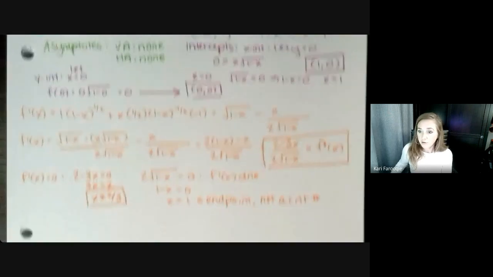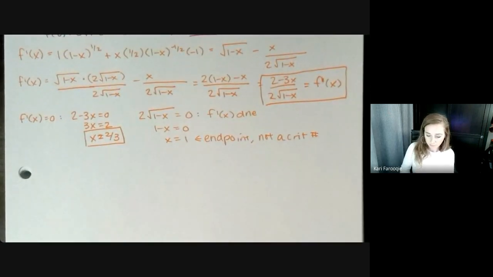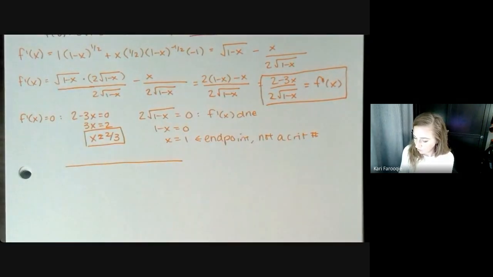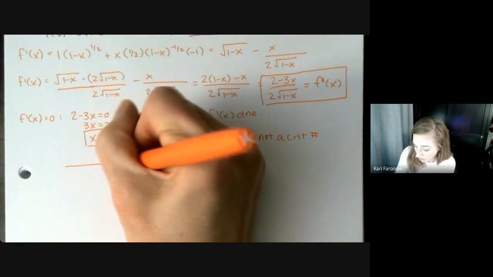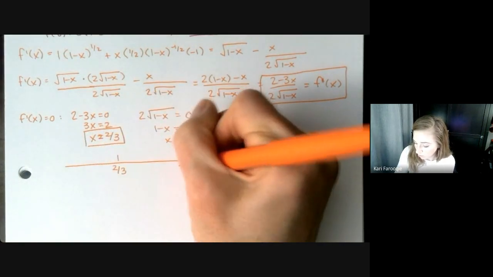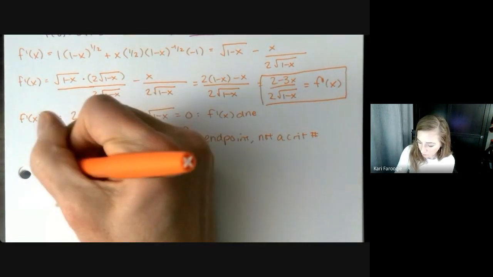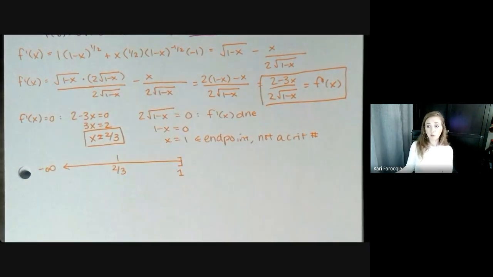All right, f double prime, we're ready for it. Oh, wait, I didn't do the sign analysis. Sign analysis. There's not a lot to do here because we only have one critical number and we don't have any asymptotes or anything we need to include. So I just need to think about what's happening to the left and the right of 2/3. Remember that your right endpoint is 1 and your left endpoint is negative infinity. So you just need to pick a test value somewhere in this region.